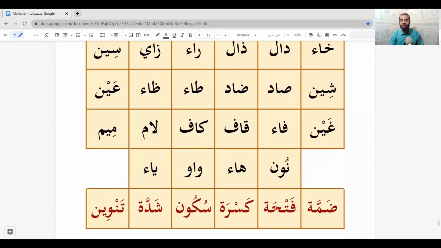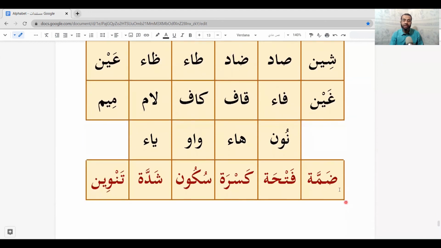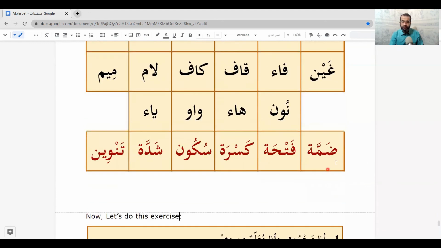And also the names of the signs. Look and read. ضمة, فتحة, كسرة, سكون, شدة, تنوين.